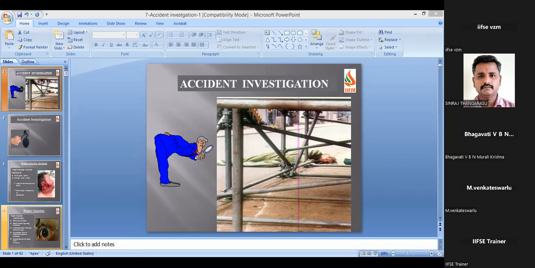Recording is only allowed for the institute management only. I'm sorry, I'm not able to allow the recording. You can get it from the institute.